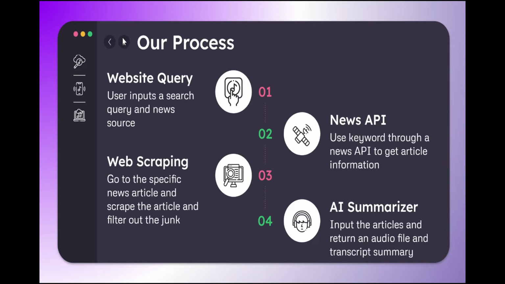Our process. So initially, the user inputs a search query about their desired topic and their news source that they would like. Then the news API filters through hundreds of articles, and we select the perfect article to suit the user's needs. And then the custom built scraper cleans out the ads, paywalls, and all the other junk on the news site to allow only for the body of the text to be outputted. Next, using the power of artificial intelligence, we summarize the text and use a realistic text-to-speech model to output an audio file.